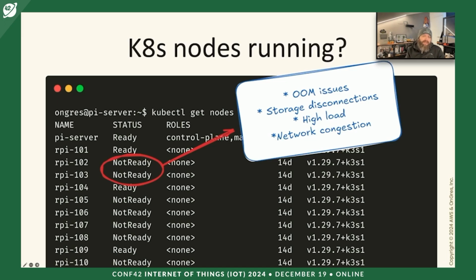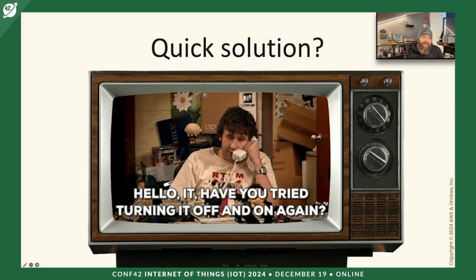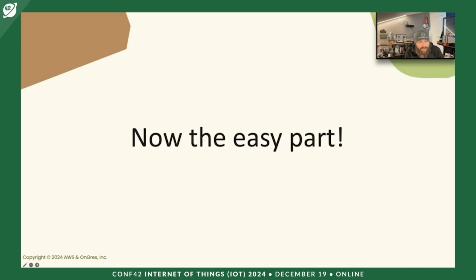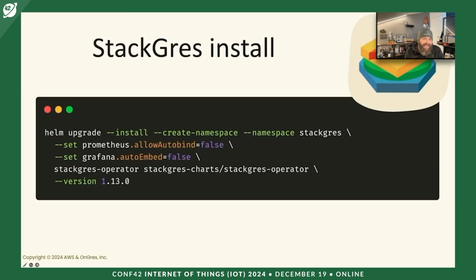What's the solution here? Hope that you guys like IT Crowd, because, hey, have you tried turning it off and on again? And it worked. We got things back. And now the easy part. Let's get to the StackGres solution. This command will install or upgrade the StackGres operator in a new namespace with Prometheus and Grafana turned off. Again, things that are monitoring and observability, we were running with the basics to see if this was working. And then we will get into the next phase, that is observability.